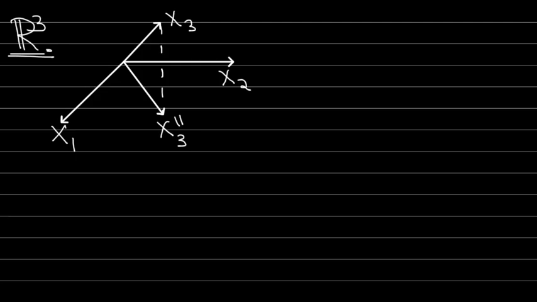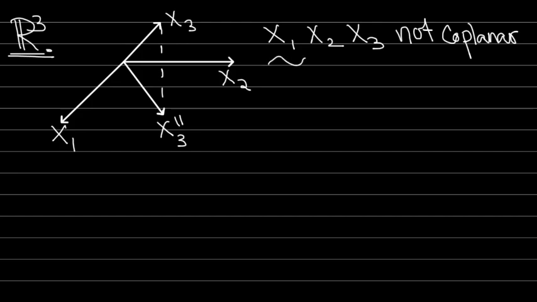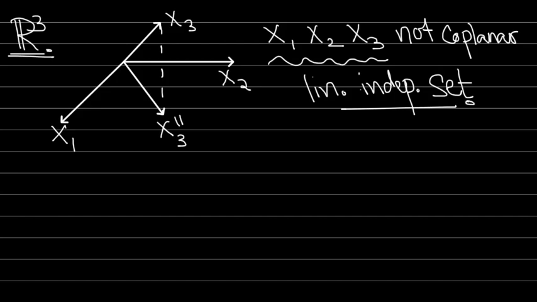Now in this vector diagram, of course, you can see that we have x1, x2 and x3, but they are not coplanar, right? And so if that is the case, then we say that this x1, x2, x3 indeed form a linearly independent set, right? Okay, well, again, you ask how.